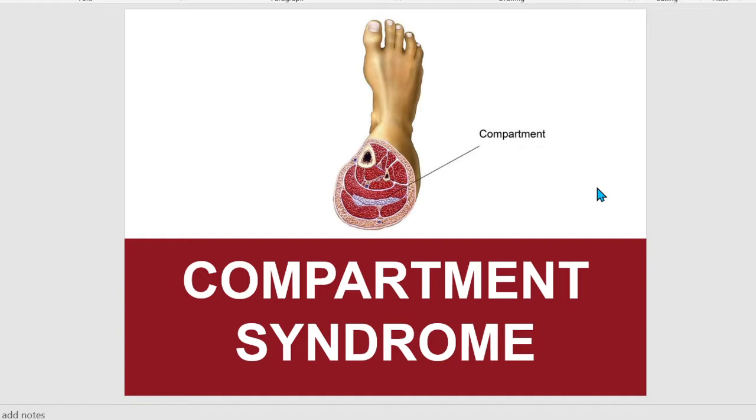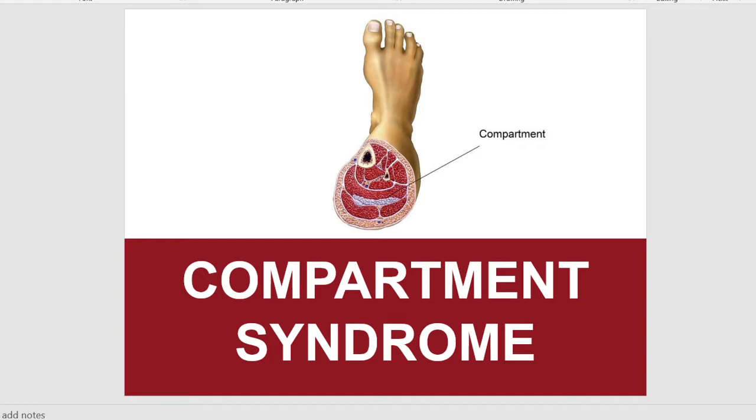So that's why I'm having this recorded lecture regarding the problems of the foot and the upper leg. So this afternoon we're going to discuss compartment syndrome before we proceed to the actual problems of the ankle. So compartment syndrome. What is compartment syndrome?